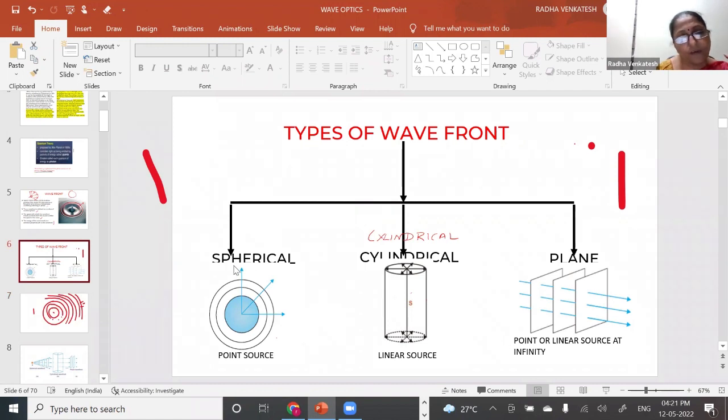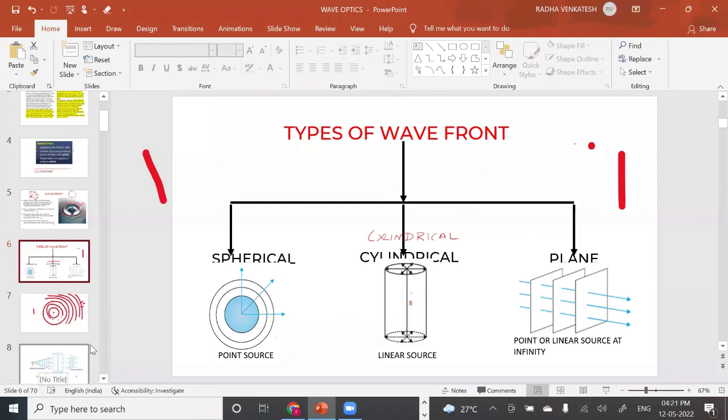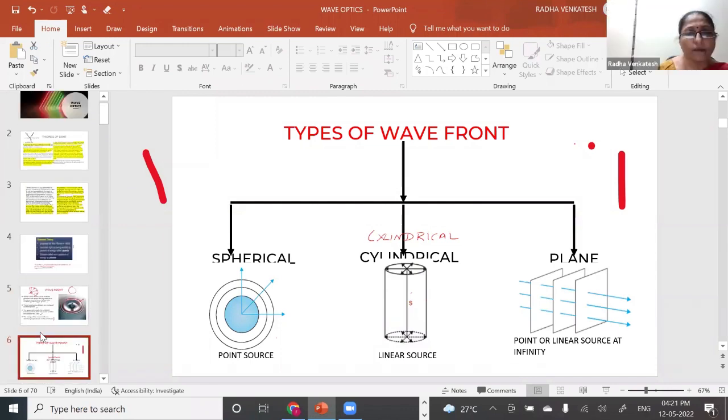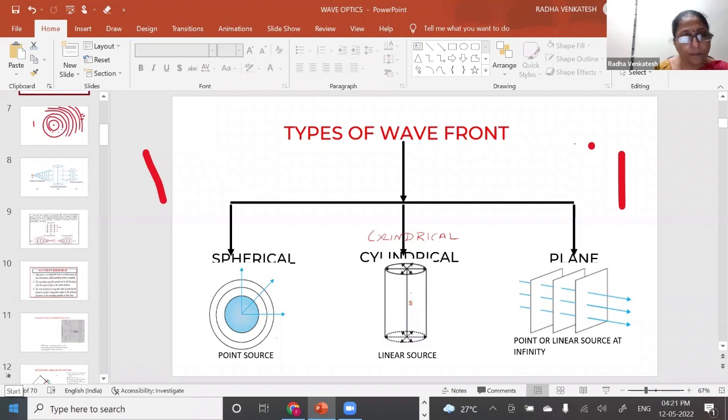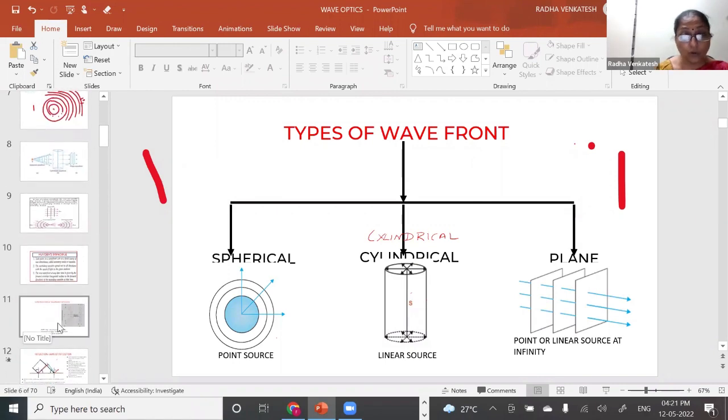So this is the very first question, or the very basic question asked in this lesson. What are the sources of spherical wavefront, cylindrical wavefront, and plane wavefront? There is no source which straight away gives you a flattened or a plane wavefront. It is either the point source or the linear source, but the thing is they are at infinity.